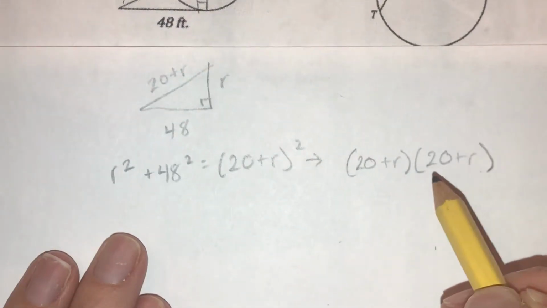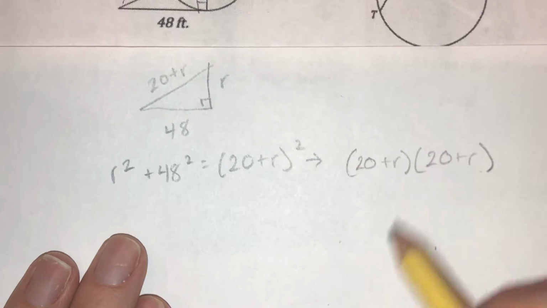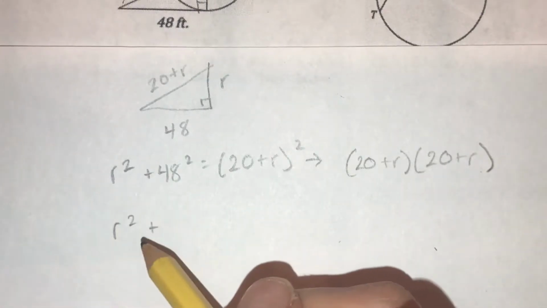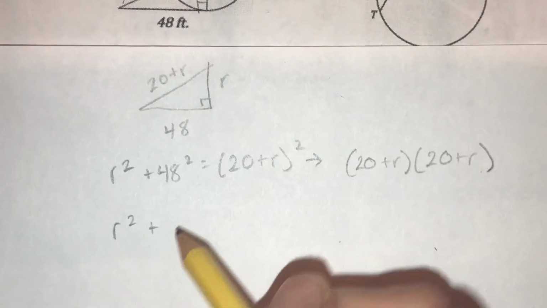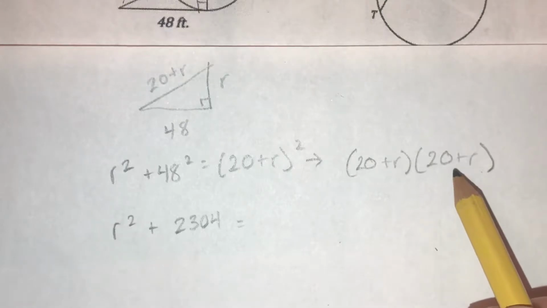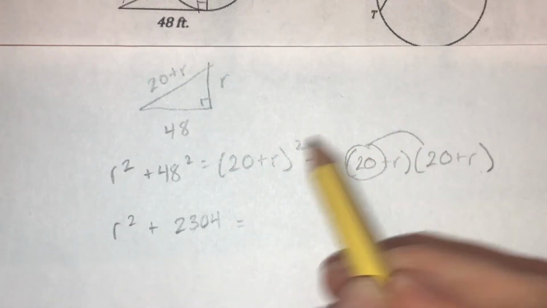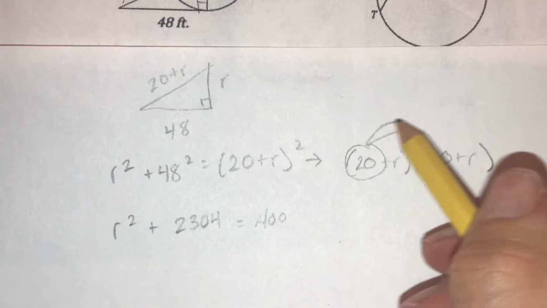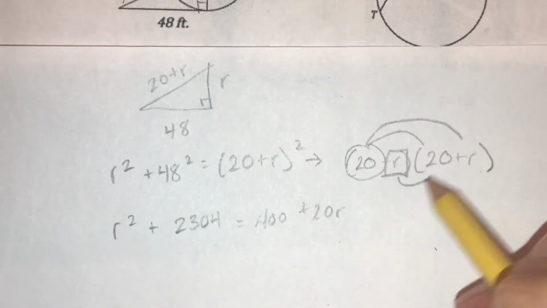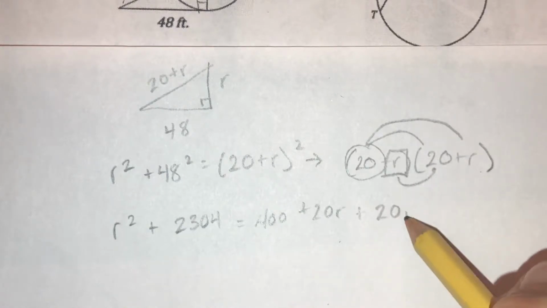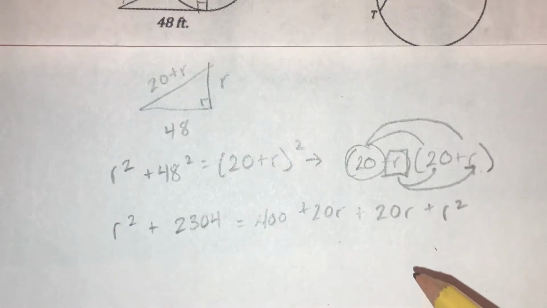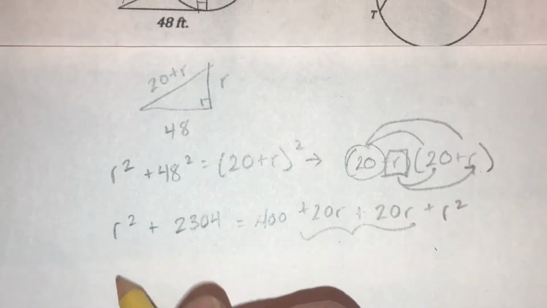In order to do that, I typically do the distributive property twice. There's a couple different options you can use. So let's see, that'll be R squared. 48 squared is 2304. And then if I were to go ahead and expand that, 20 times 20 is 400. And then 20 times R is 20R. R times 20 is 20R. And R times R is R squared. I can combine my two like terms here.